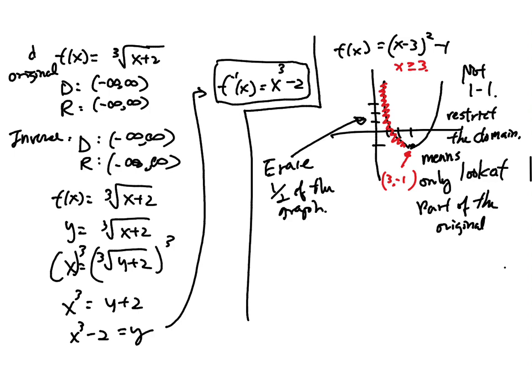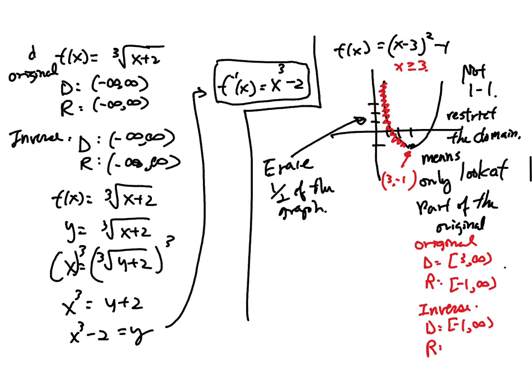So in this case, for the original function, the domain is bracket 3 to positive infinity. The range is going to be from negative 1 and up. Inverse function, the domain and the range are switched. So domain will be negative 1 to positive infinity, and the range will be from 3 to positive infinity.